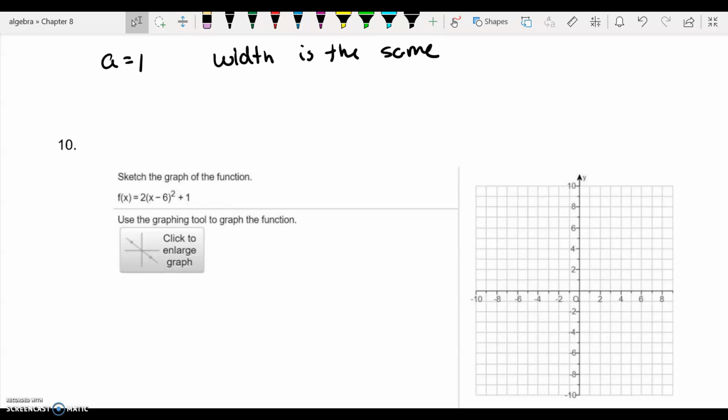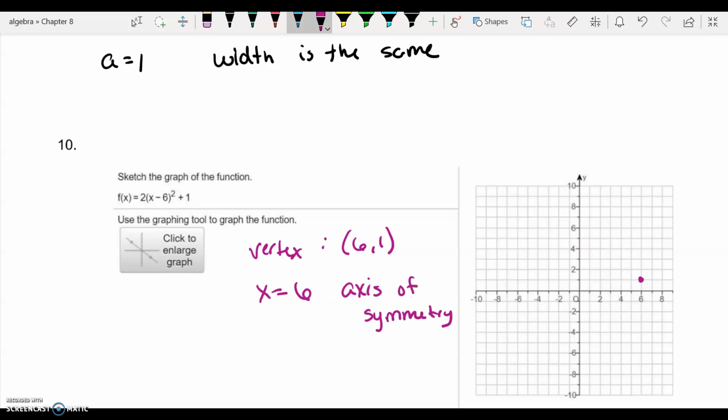And then lastly, what I want you guys to do is sketch the graph of the function. So this one, my vertex is going to be at (6, 1). So let's go to (6, 1) and graph it. Which means my axis of symmetry is at x equals 6. So I'm going to draw my imaginary line on 6.